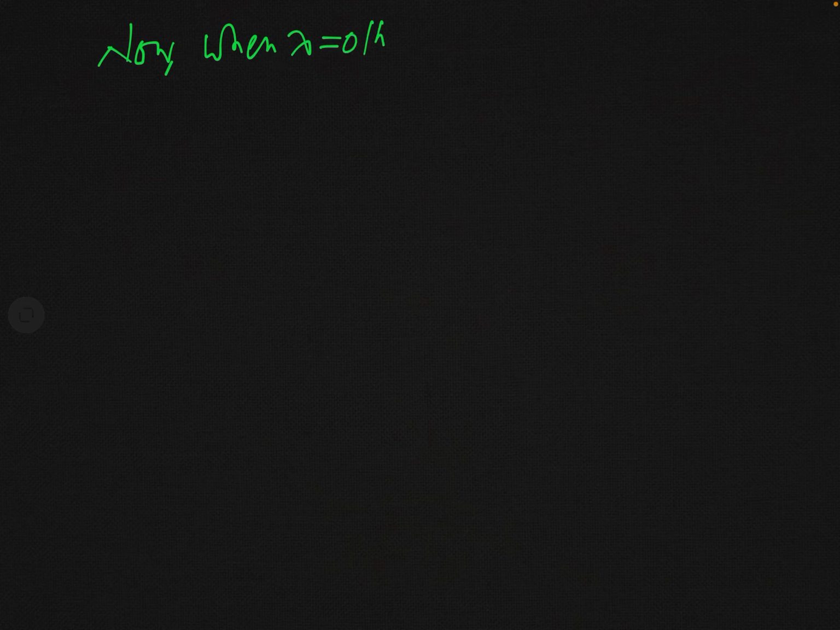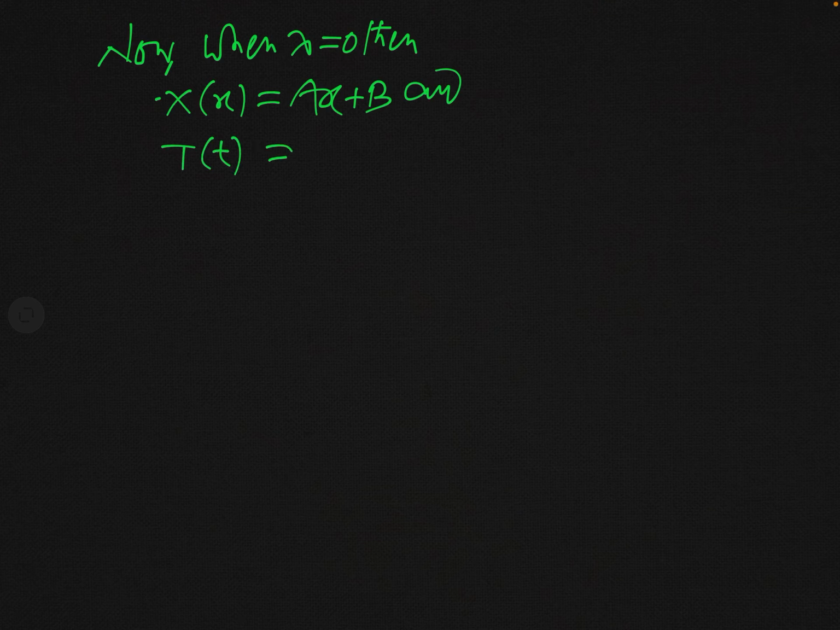So now we will use these conditions in that equation. When lambda is 0, what was our result? We have two results actually in this condition. X of x was equal to ax plus b, and T of t was equal to ct plus d. So now we will impose the conditions which we have obtained here in these equations.